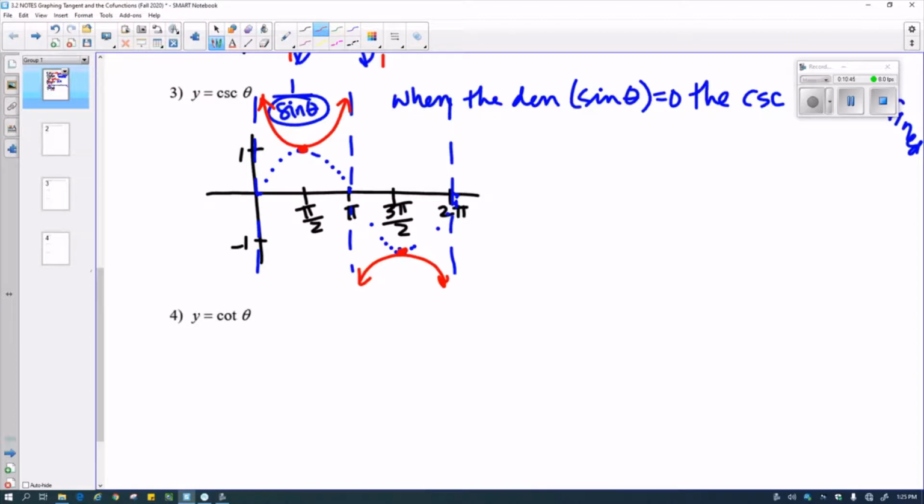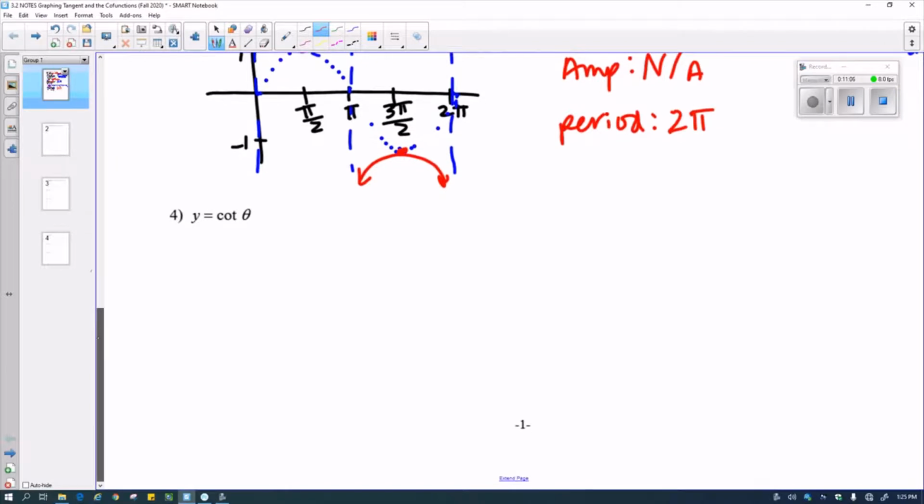So the amplitude again is not applicable. The period on this graph, because it's only involving one trig function, will be our typical 2 pi. Again, nothing done with the angle. If I start messing with the angle, then that number's going to change. I just have to remember with tangent and cotangent, whatever I get, I cut it in half. So let's get to the cotangent. Cotangent is cosine over sine. Again, the denominator being sine is going to be the troublemaker.